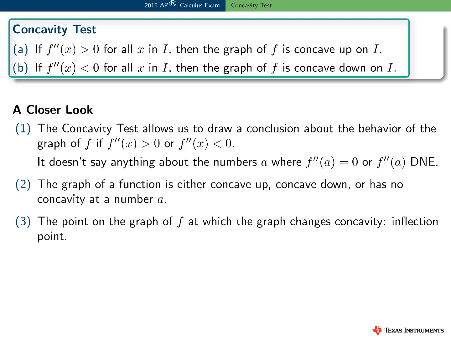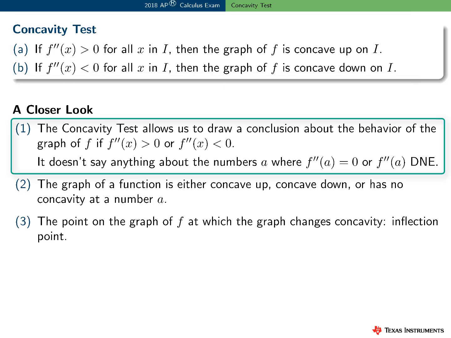If f double prime of x is less than 0 for all x in an interval I, then the graph of f is concave down on I. I think we need to take a closer look at this theorem. The concavity test allows us to draw a conclusion about the behavior of the graph of f if f double prime of x is greater than 0 or f double prime of x is less than 0.